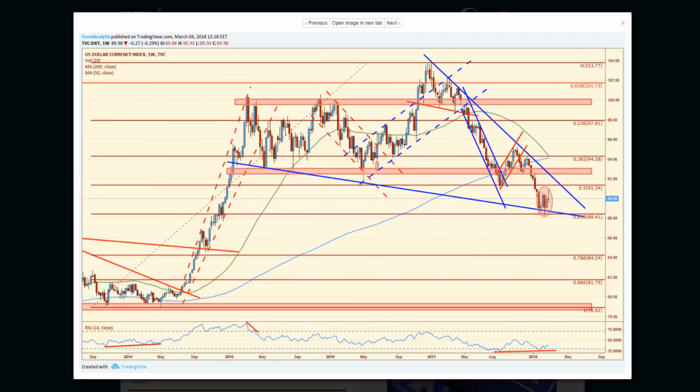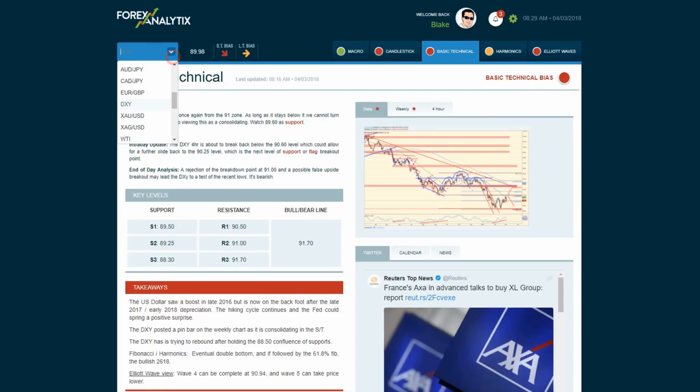There's a lot of open space below 88 in the dollar index, and if you really just take a look at the dollar, you can go, okay, well, how's the rest of the market look? How about the pound?